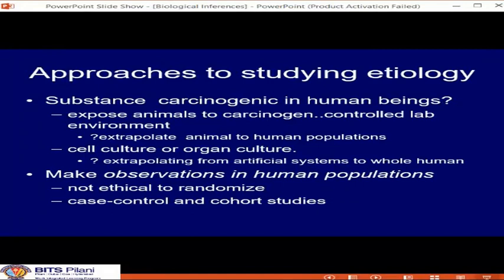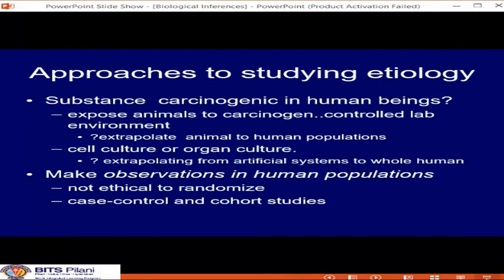Thus, you will get an odds ratio or relative risk, and you can reasonably conclude that smoking causes lung cancer in mice. But can we extrapolate that to human beings straight away? That jump is difficult. Similarly, now with cell cultures and organ cultures being more common, we can do research on human cells or human organs which we can culture.